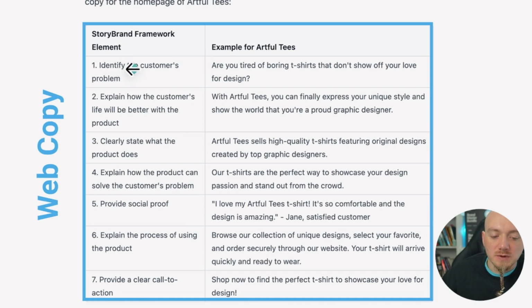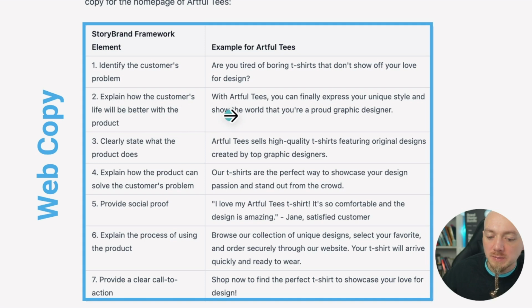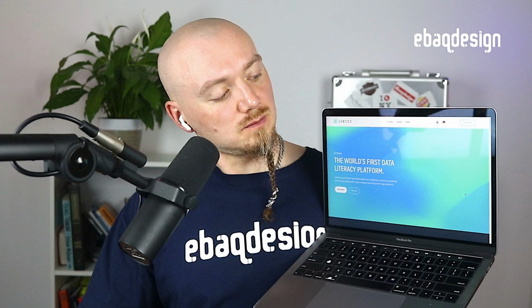As you can see here, it follows the process: identify the customer's problem, and here is the problem stated in the form of a question. We can use it as a headline on our website in the header. Then we can talk about other pain points and our unique benefit and so on. So you can use them just as is, basically as a basis for your website.